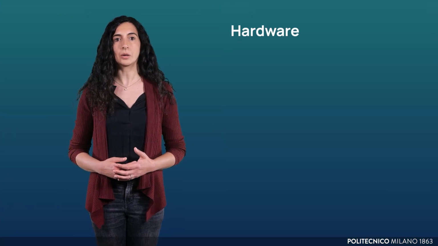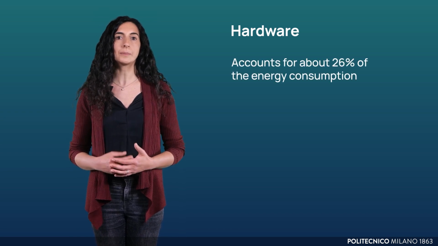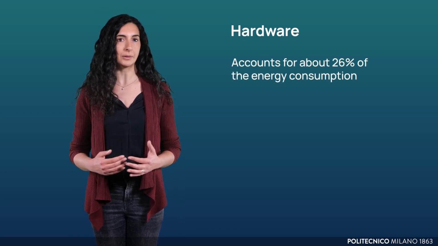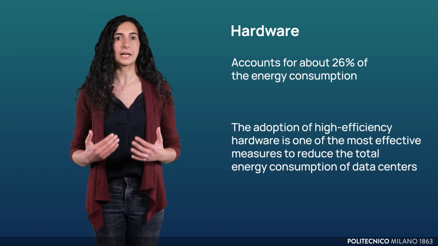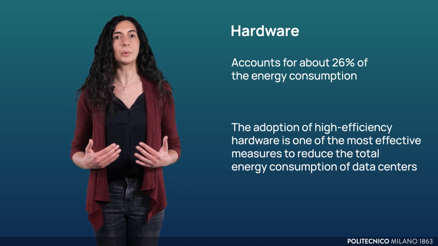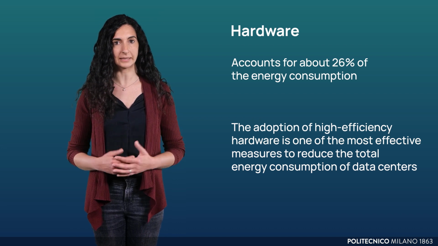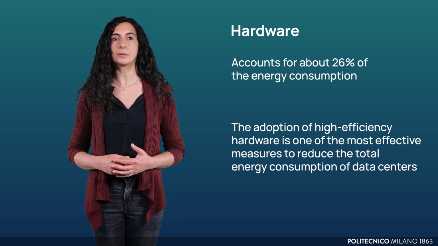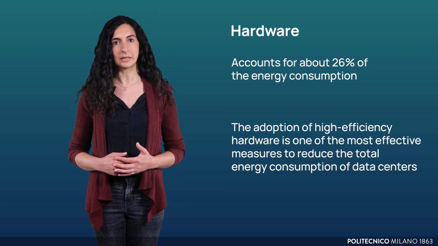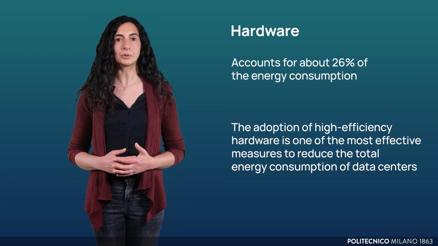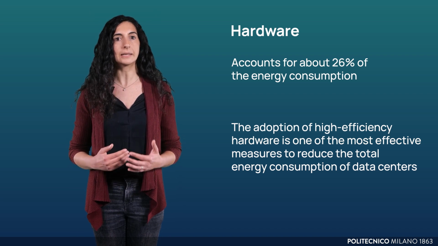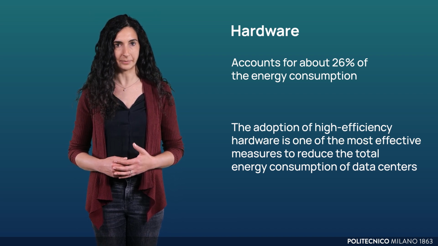The hardware, which includes among its components the servers used for application computing and the storage systems, accounts for about 26% of the energy consumption. The adoption of high-efficiency hardware is one of the most effective measures to reduce the total energy consumption of data centers. Improving the operational efficiency of physical components not only lowers energy costs, but also reduces heat production and, as a result, the load on cooling systems.